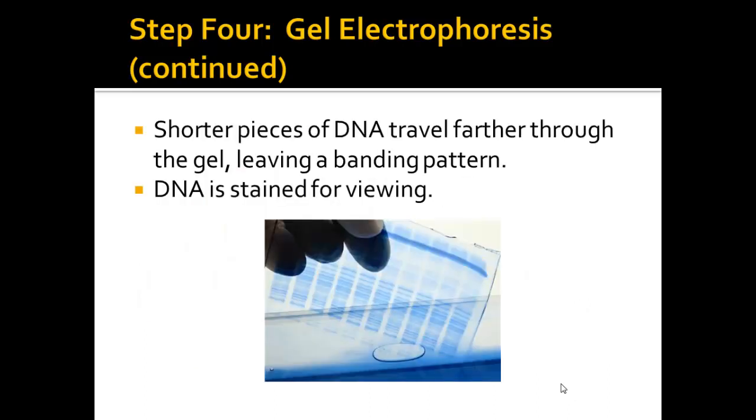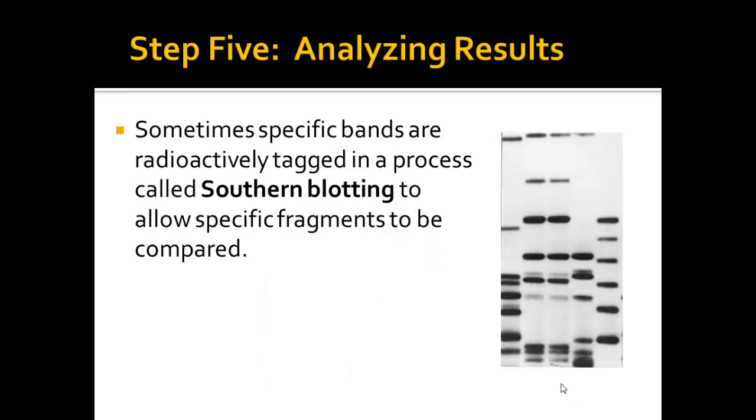Here's another picture that shows DNA samples and the different bands that they can have. Lots of times you have to stain it in order to see it. Blue is a very common color. The last step on here is to analyze your results. Depends on what process you are doing as to what you need to do.